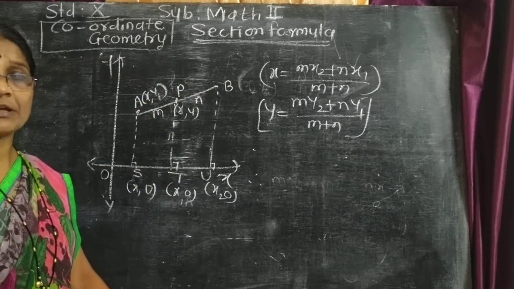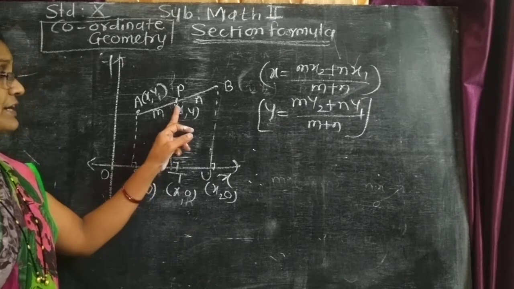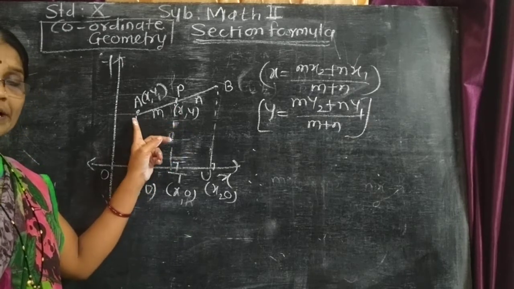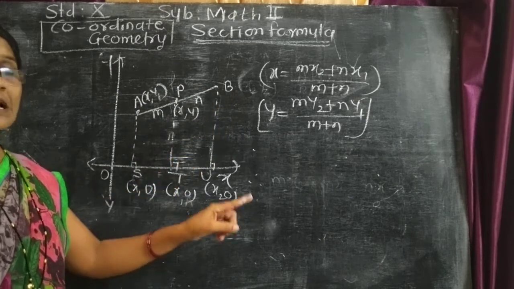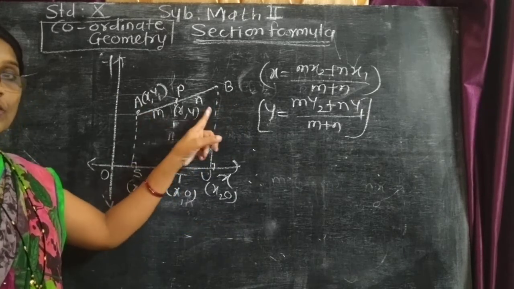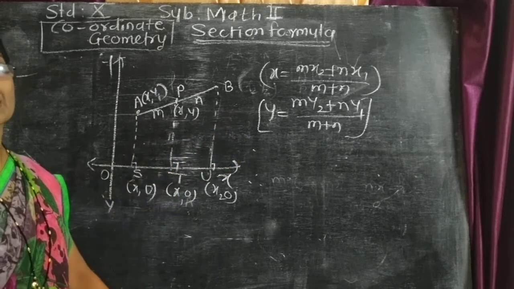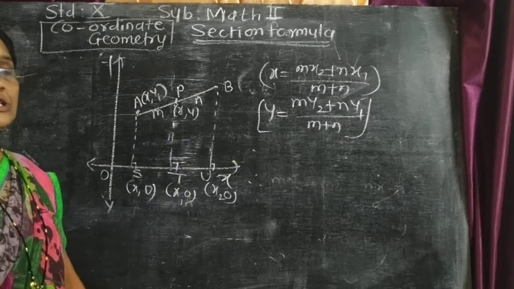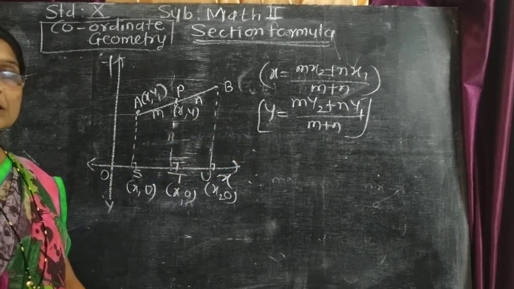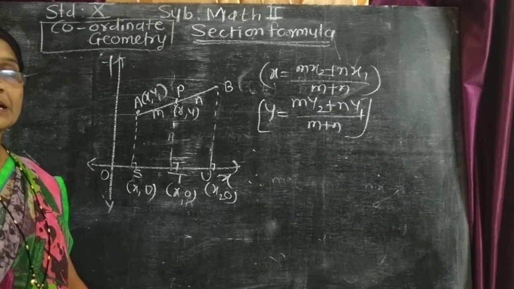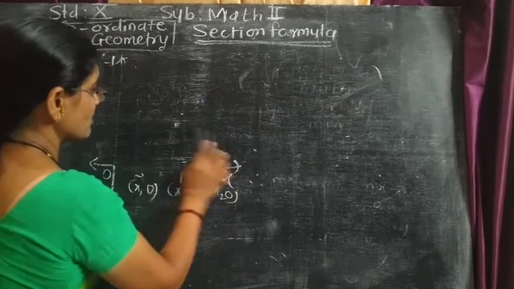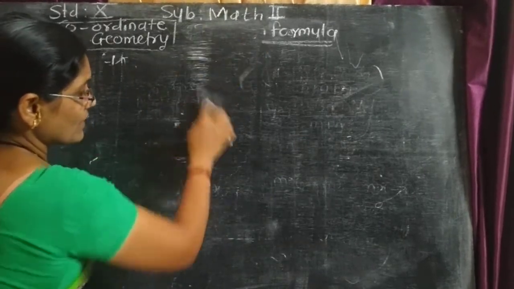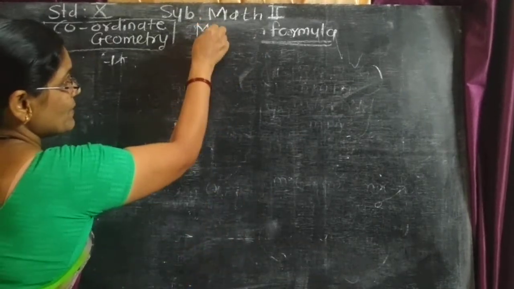Using this formula, we can find the coordinates of point P if the coordinates of the endpoints of that segment are given. Also, we can find the ratio if all three points are given. In this way, this is the section formula. Using this section formula, we can derive the midpoint formula. We learn how that midpoint formula comes about. Now we are going to learn the midpoint formula.